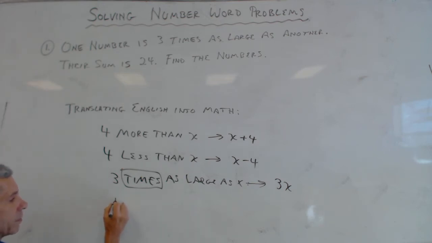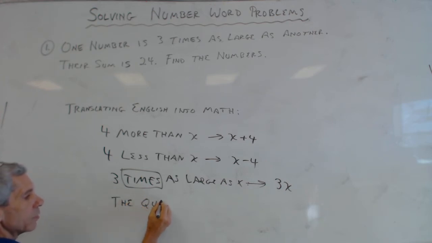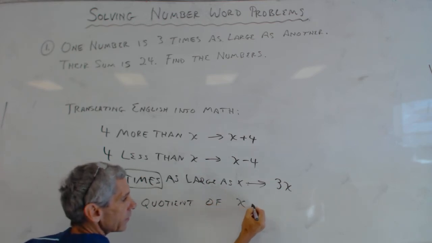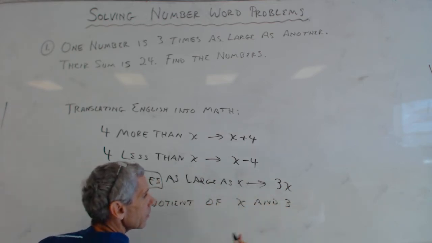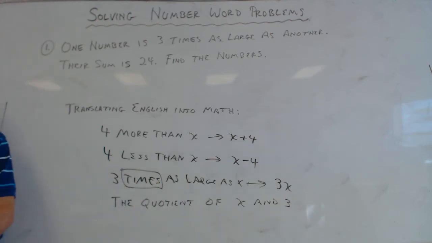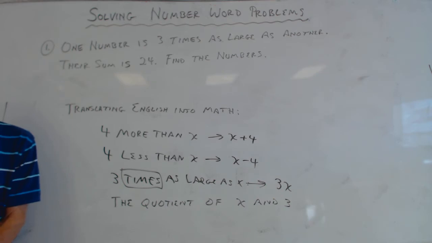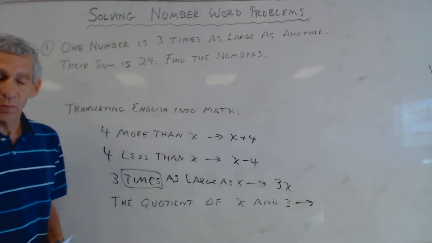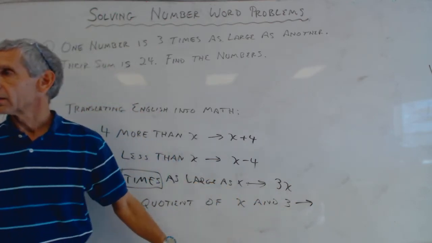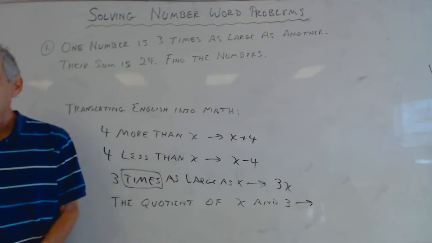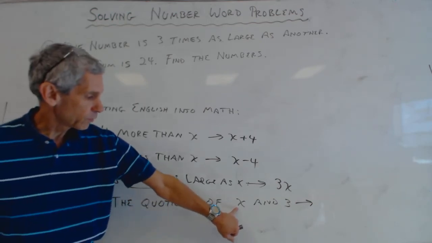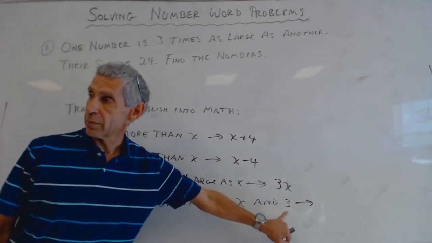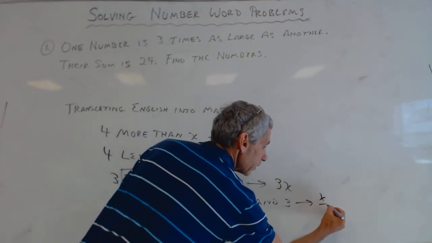What if I said the quotient of x and 3? What would that be? What does quotient mean? It's a division problem. It's the answer to a division problem. So is it x over 3 or 3 over x? It's x over 3. When they say the quotient of, you always put the first number in the numerator, second number in the denominator. So it would be x over 3, okay?